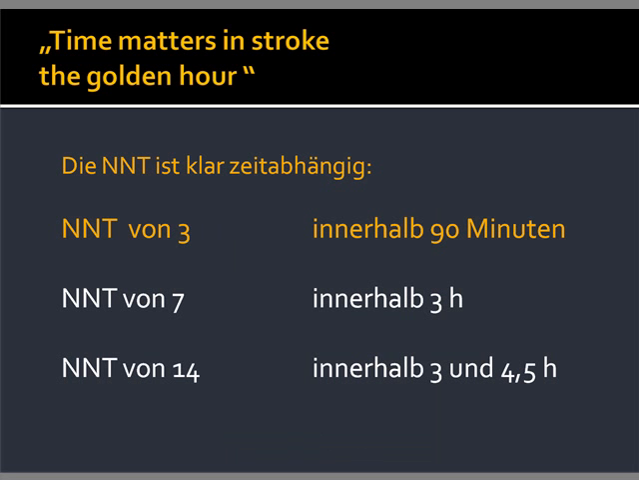And time matters in stroke. There's the golden hour. You don't have much time in stroke, because the number needed to treat with thrombolysis therapy is clearly depending on the time. You need to treat 3 patients in 90 minutes to prevent 1 stroke, but you need to treat 14 patients within 3 to 4.5 hours to prevent 1 stroke. So it's really the first hour that helps you.